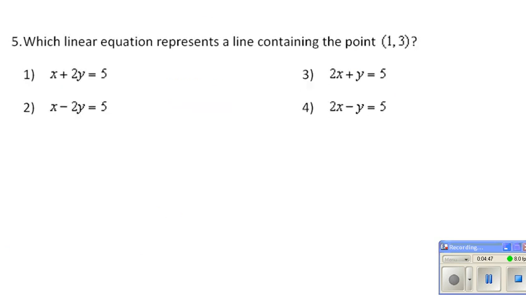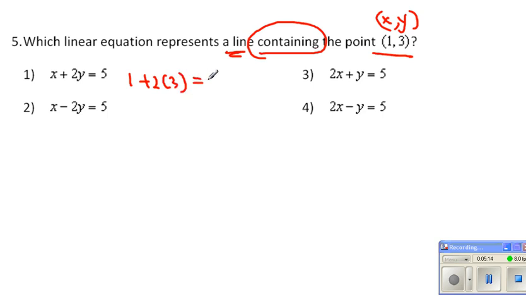Alright, number 5. Now, the fact that a line contains the point simply means we should be able to plug this 1 for x and 3 for y, and then the equation has to be satisfied. For example, if you had to plug in 1 and 3, in this location, we would have gotten something like this. 1 plus 2 times 3. Is that in fact equal to 5? Let's look at it. 1 plus, as you can see, this will be 6. In fact, you will realize that that's not equal to 5. So therefore, number 1 will not be the answer.